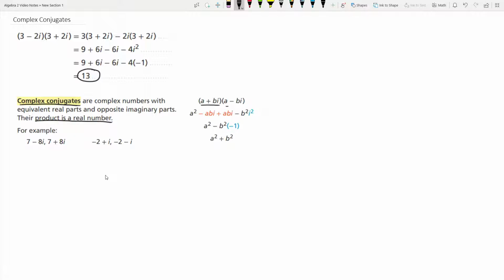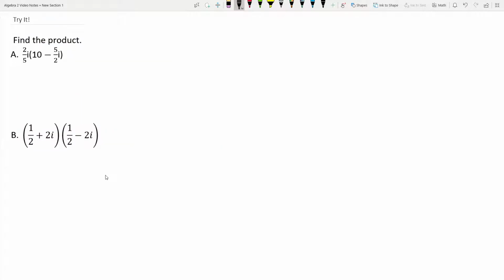So these are complex conjugates. If I multiply them, that middle term is always going to cancel out, leaving me with just a sum of real numbers. Okay, so here's some more examples of complex conjugates. All right, so go ahead and try this out. Find the product of the following two.